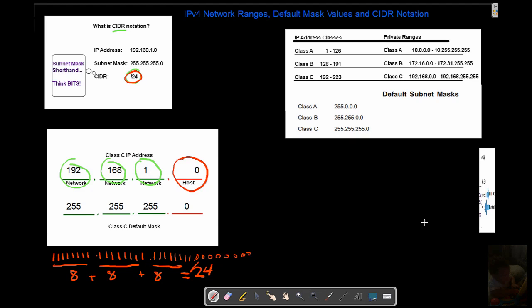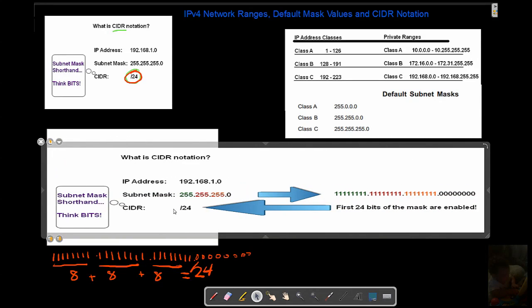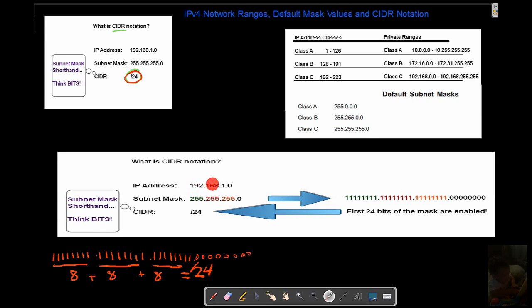Okay? Let's look at this little diagram I created. This should help you out. Alright, so what is CIDR notation? Shorthand mask, think bit. So the IP address 192.168.1.0/24 references these bits right here. This mask of 255.255.255.0. Look at this. 8 bits on. Match the green to the green. Red, 255 to red, 8 bits on. Orange, 255, orange, 8 bits on. Last octet is 0, our host portion. There you go. So, /24 basically means the first 24 bits of the mask are enabled.